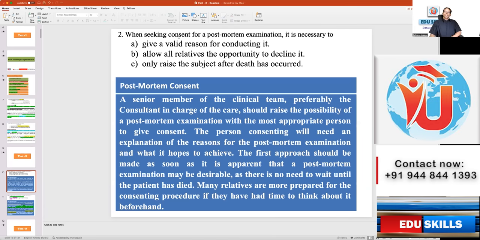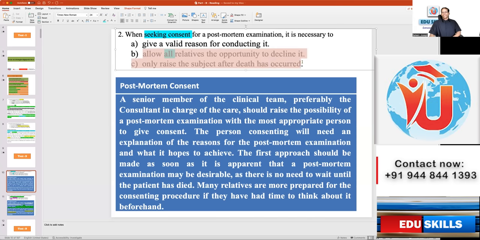Okay, thank you. What is the hedging word here, the keyword or key expression in the question statement? Seeking consent for post-mortem. Yeah, definitely. And here, give a valid reason for conducting it. Now, from the elimination method, can you eliminate? The first principle of the seven principles. Allow all relatives. What is that? Absolute. So that is done. That option is gone immediately.